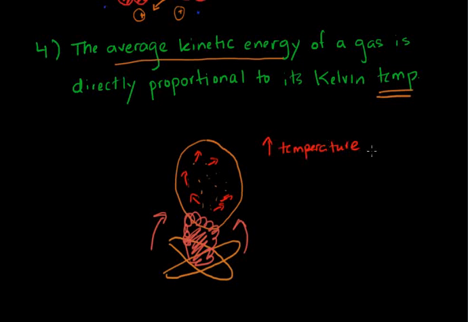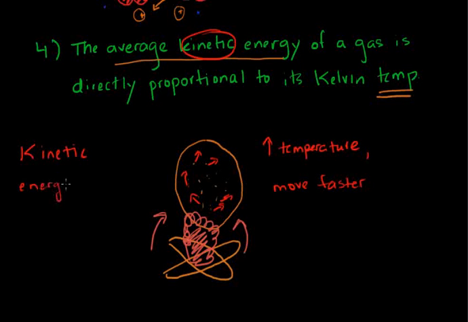And what does moving faster mean? If we take a look at the fourth tenet of the KMT, we see that we're talking about kinetic energy. Kinetic energy, if you take physics, you'll know is the energy of motion. So if we increase the speed of something, we increase its kinetic energy.